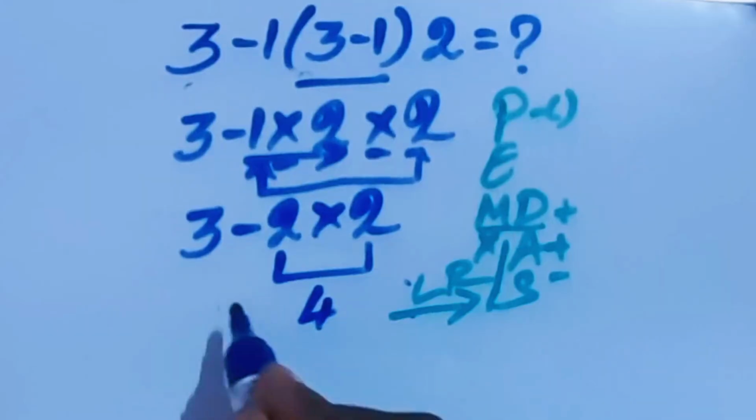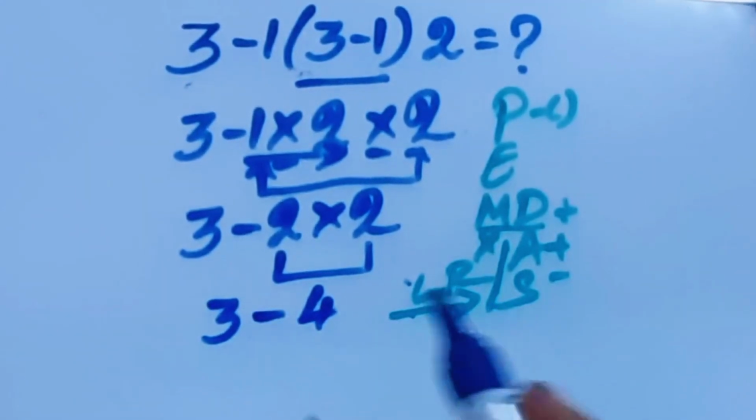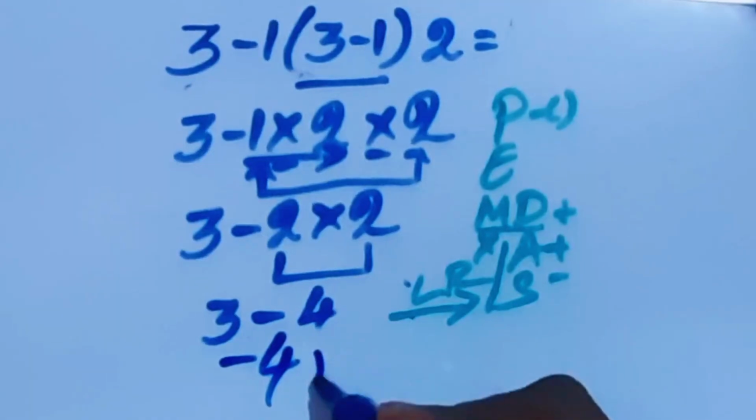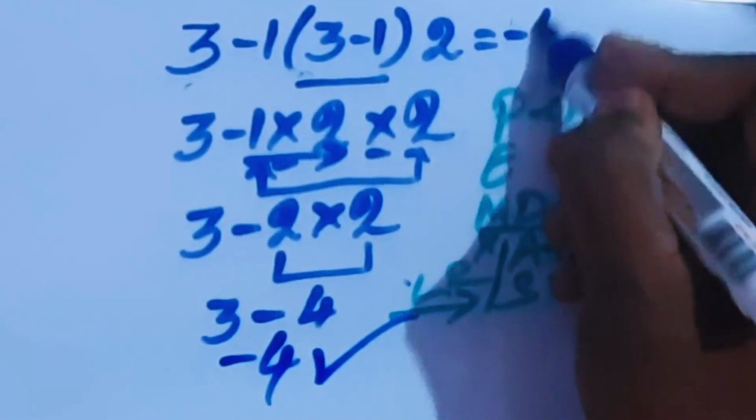This is 4. 3 minus 4, negative 4 is the correct answer. Here negative 4.